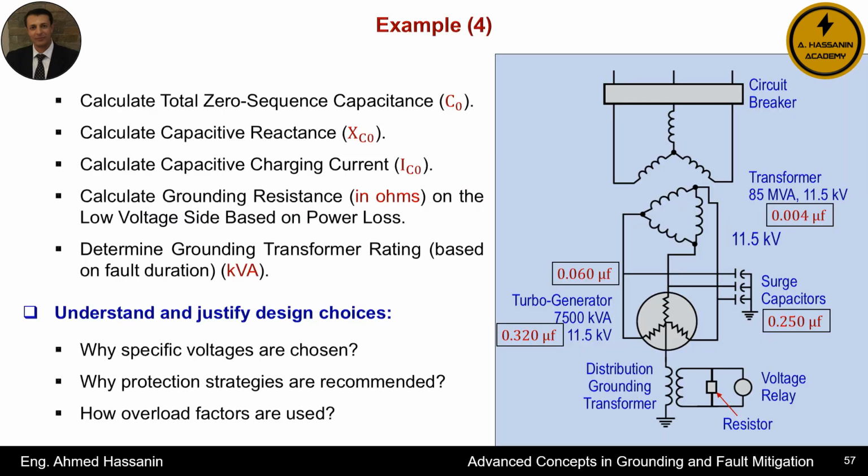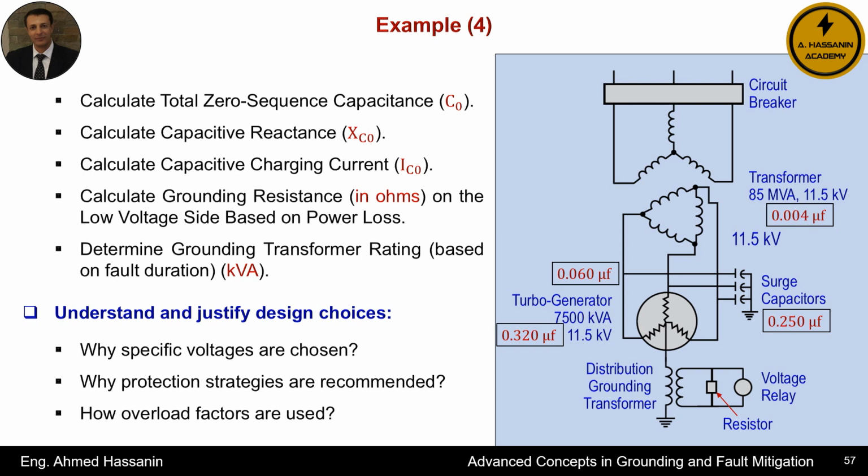The figure shows a generator rated at 7,500 kilovolt amperes, or kVA, with a rated voltage of 11.5 kilovolts. This generator is equipped with surge capacitors that provide protection against voltage spikes or surges. It is grounded through a high resistance connection, and this connection is made via a distribution transformer.